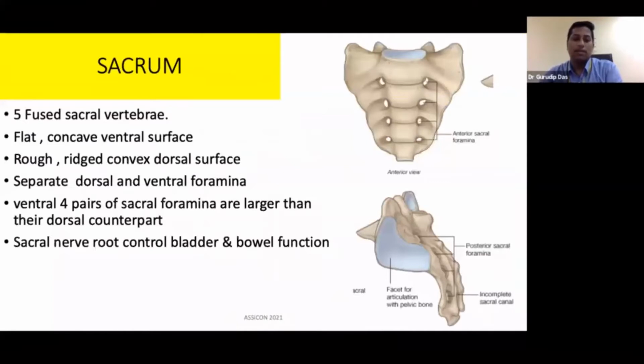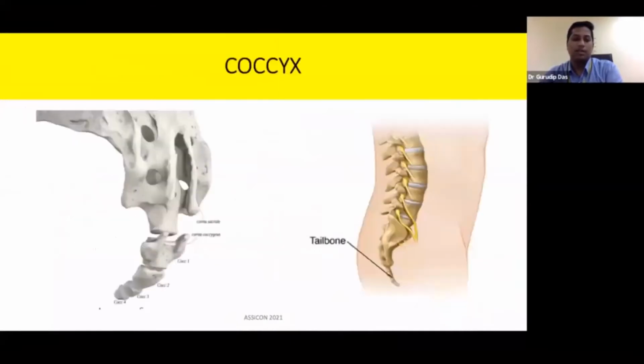Through these foramina pass the sacral nerve roots, which control the bladder and bowel function. The last segment of the spine is called the coccyx. It consists of vestigial vertebrae, called the first to the fourth coccygeal vertebra. This is also called the tailbone, and on top of this, you sit.